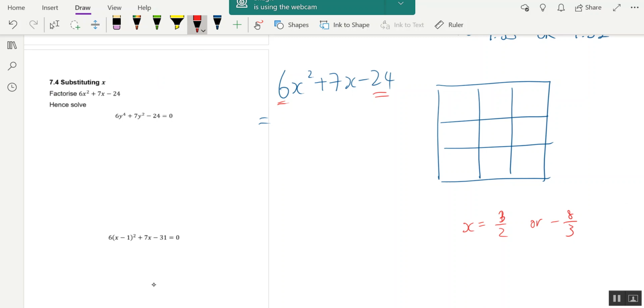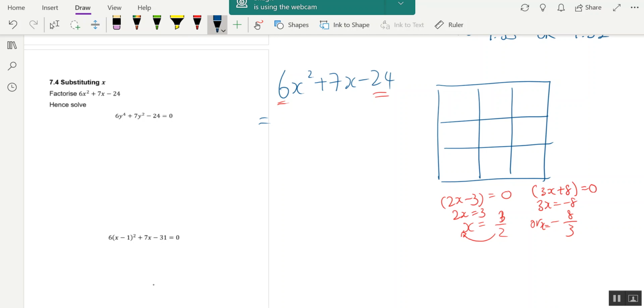Now, before the answer, we have to put it into a bracket form equals to 0. What is this bracket form? First, you have to multiply the 2 to the x, because you got to make it linear. So it's 2x equals 3. So that's why here it will be 2x minus 3 equals 0. Same thing, x equals negative 8/3. I multiply by 3 first, so 3x equals negative 8. In bracket form, it's 3x plus 8 equals 0.